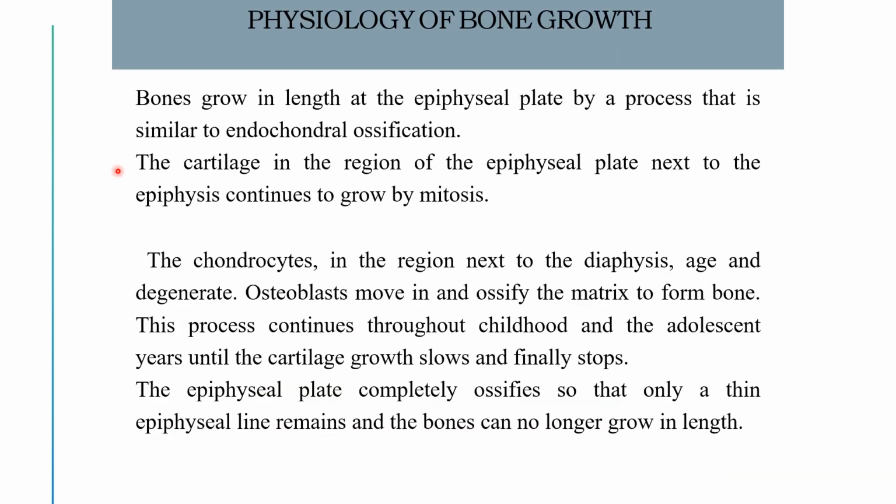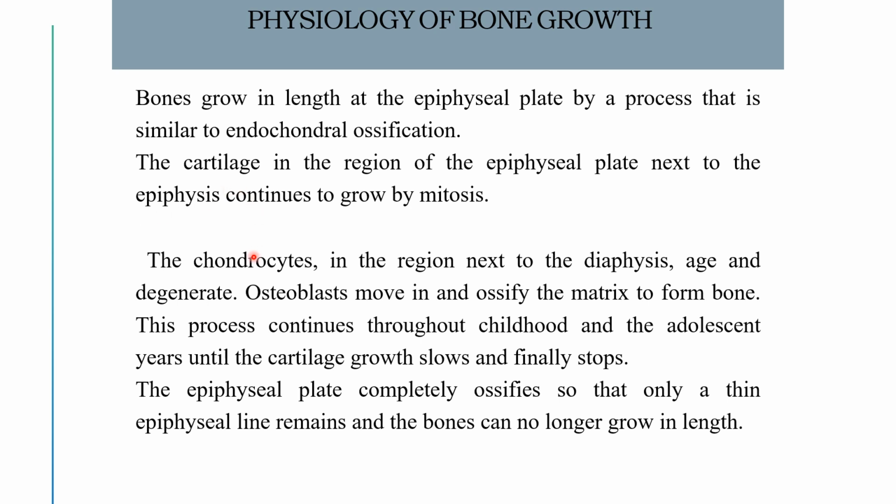So till now we have seen the various types of cells and ossification of the bone, and now we will see the physiology of bone growth. Bone grows in length at the epiphyseal plate by a process that is similar to endochondral ossification. The cartilage in the region of the epiphyseal plate next to the epiphysis continues to grow by mitosis.